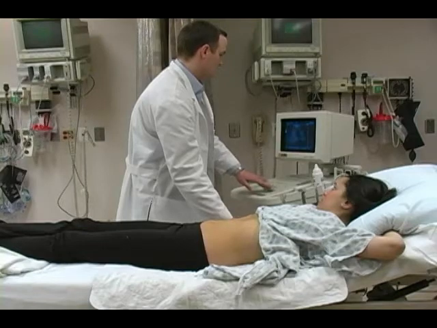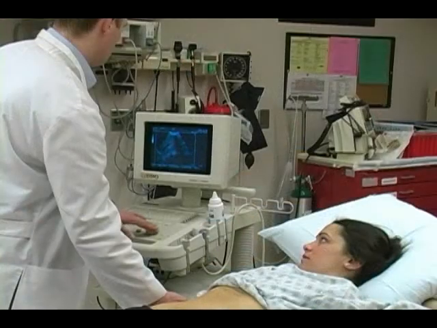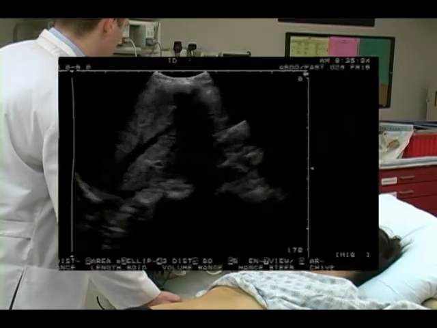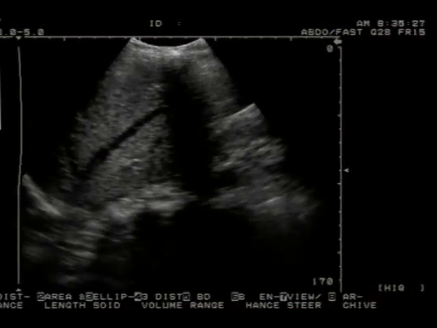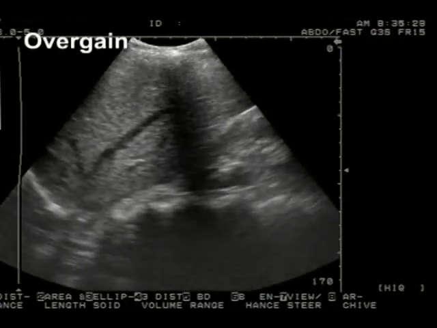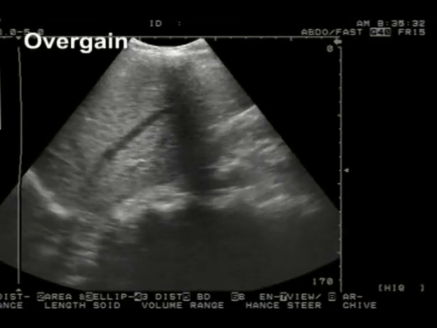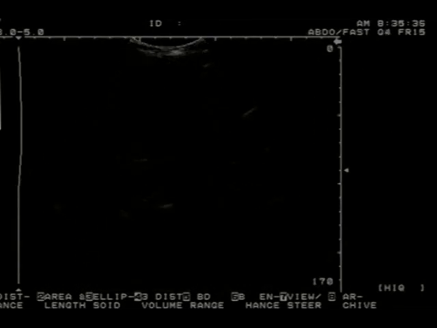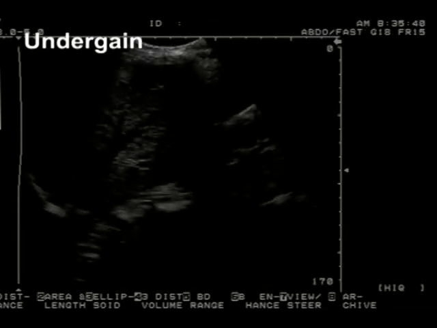During scanning, there is an optimal gain setting that allows best evaluation of tissues and structures. When imaging, adjust the gain setting to optimize imaging by turning up and down the gain. Be careful not to overgain during your imaging. Overgaining is demonstrated here, where the gain has been turned up too much, and everything is overly bright, which hampers image interpretation. Also, be careful not to undergain during your imaging. In this image, the gain has been turned up too little, such that everything is overly dark.